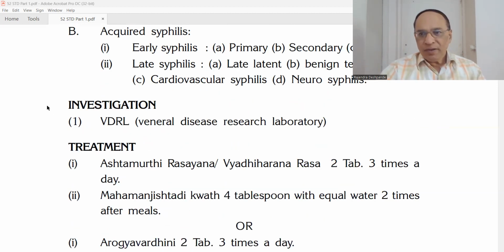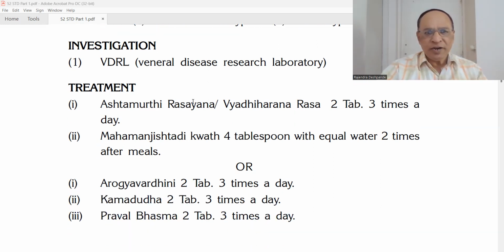Now, what to do? Immediately, if any patient has this type of activity, unsafe sex, then he should do the VDRL test within that period. For example, immediately and after 1 month, then confirm. What is the full form? Venereal Disease Research Laboratory. This is a simple blood test. Every suspected patient should do this particular test.